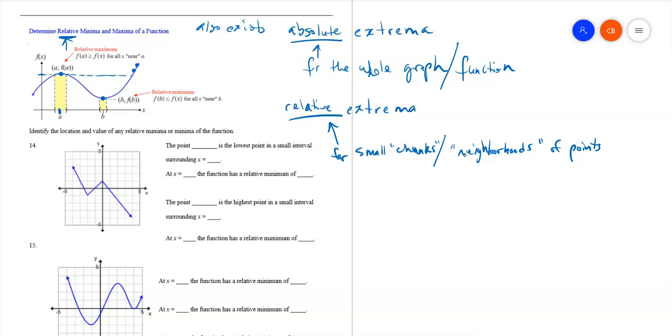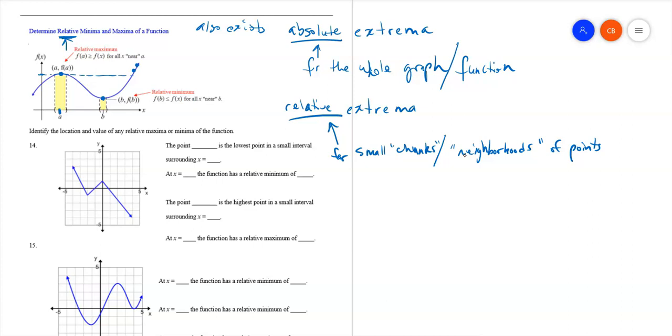That's actually the idea for doing the relative one, is that you want to consider, well, what if I'm looking super duper close to this point and only looking at the points that are extremely close to it? Is it still the smallest one? And so that's what we're dealing with here. Now let's see for number 14, the location of the relative maxima or minima.